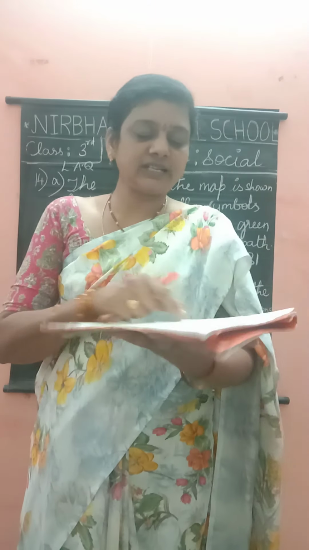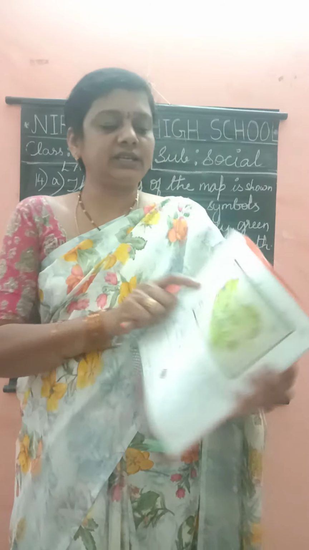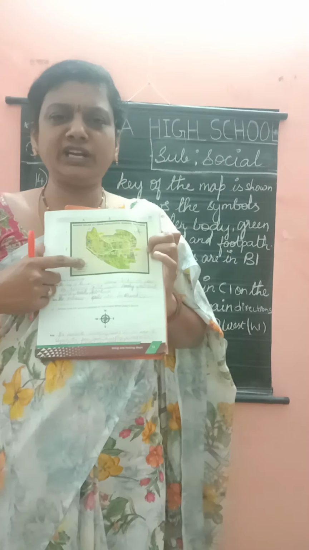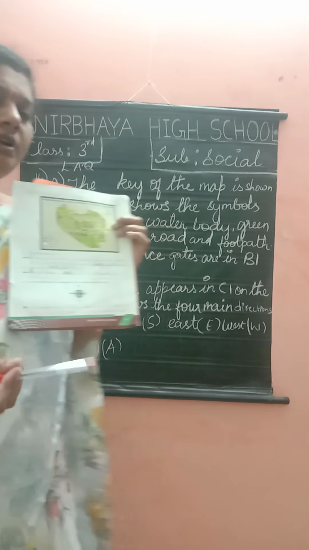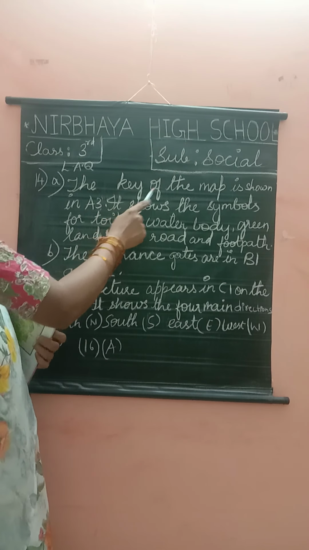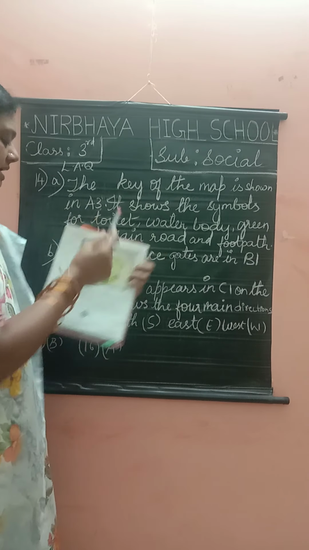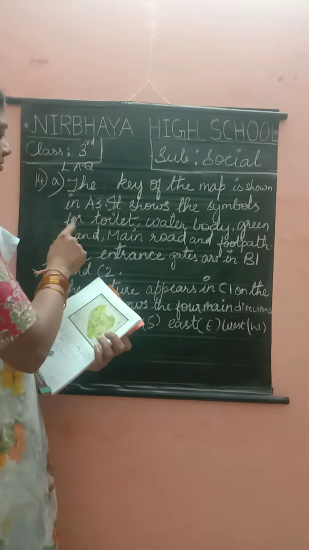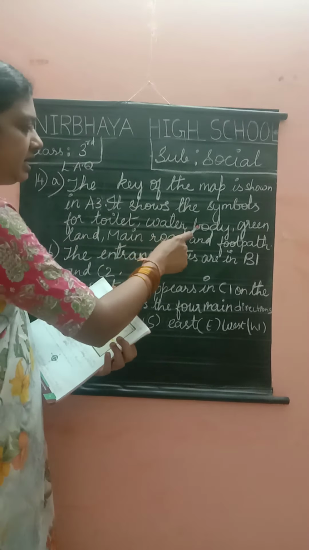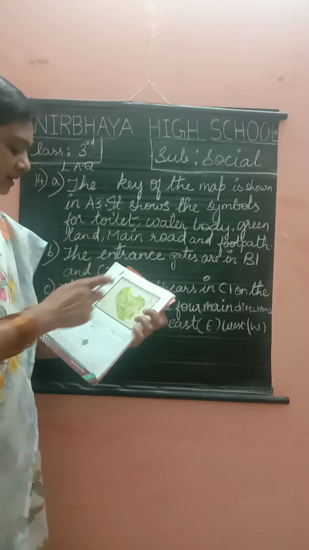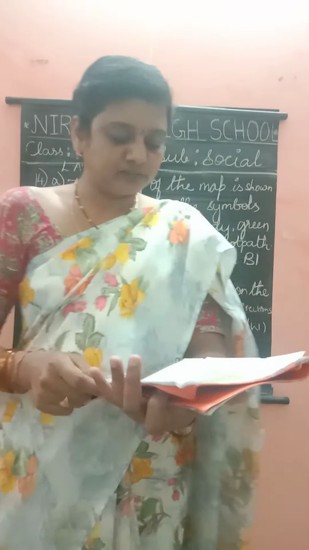The first one, A. What is shown in A3? This is A1, A2, A3. What is shown in A3? Yes, the answer is: here in A3, the key of the map is shown. What does it show? The symbols for toilet, water body, green land, main door and footpath. Yes, children? Okay, and the next one.